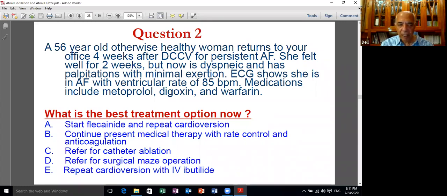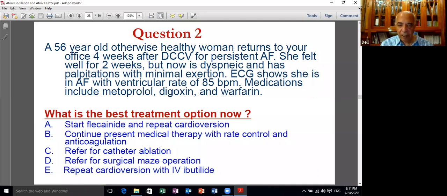Refer her for catheter ablation. You can do that, but this is a 2B recommendation. You have to try an antiarrhythmic drug, at least one drug, first before implementing catheter ablation. This is a class 1 recommendation. You can also do ablation without previous antiarrhythmic drugs, but this is a class 2B recommendation.